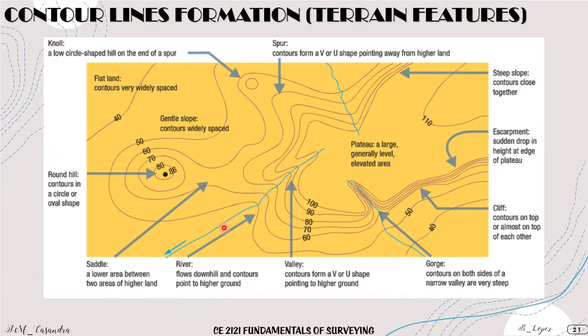So we have your examples of the contour lines formation or terrain features. So we have here your hills, we have here your spurs. So lines that are near each other would represent steep slopes. Then we have here your gorge. So we have your cliff. So for some maps, they would appear as one line. We have here your valleys where your river would pass through at the centers.